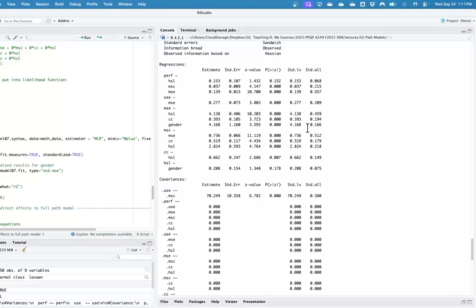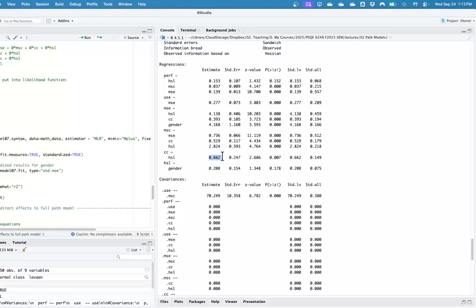So let's think about what that means. Here, high school math experience: if we add one more course in high school, this number says we add 0.662 college credits. Now up here, math self-efficacy, excuse me, for every one extra credit in college, math self-efficacy goes up by 0.393, right?